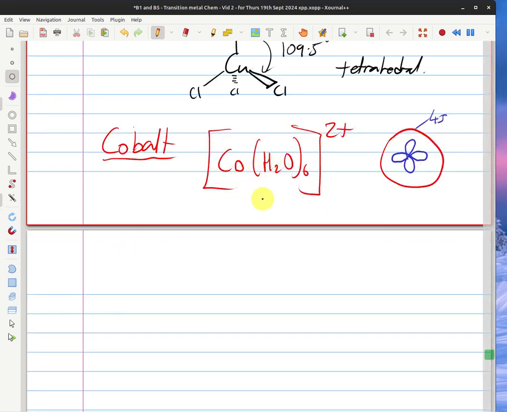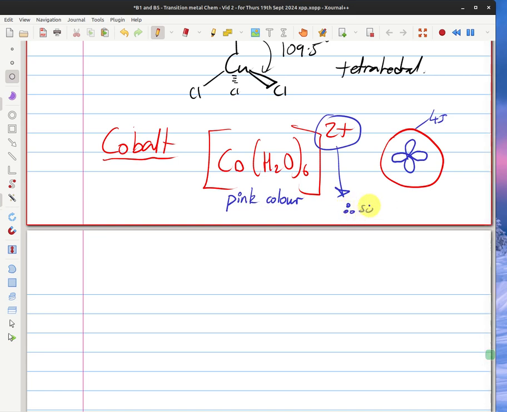All right, so what color is this? This is a kind of a pinky peach color. Pink color. And it's a charged species, and it's soluble. So we get a pink colored solution.